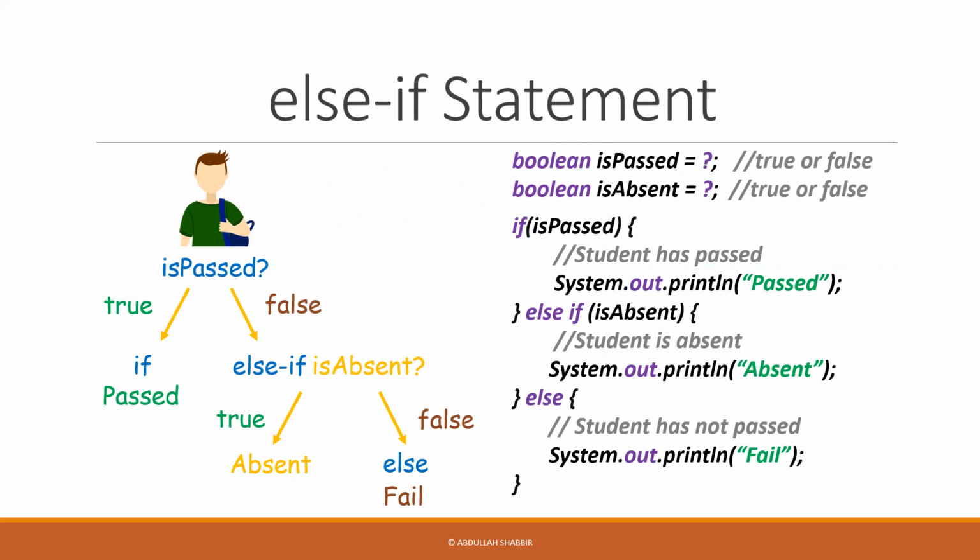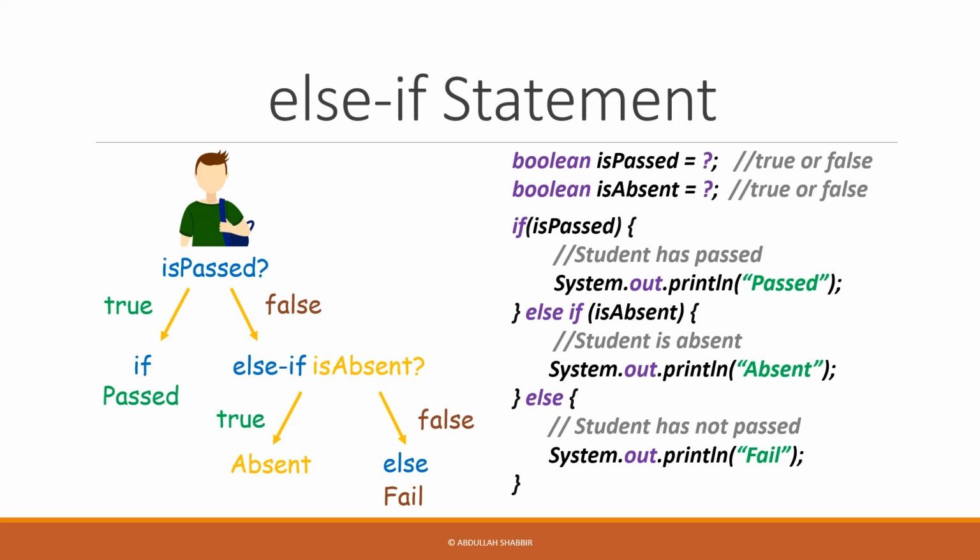So here's our Java code with else if. The first thing we need to know for our else if test condition is if the student was absent. For that, we have a new variable, is absent, which is a boolean, and it would be either true or false. And then we have our else if after our if but before our else statement. This checks the test condition is absent. So if the student is absent but not passed, we'll enter our else if and print out absent.